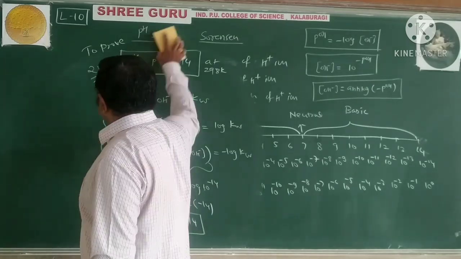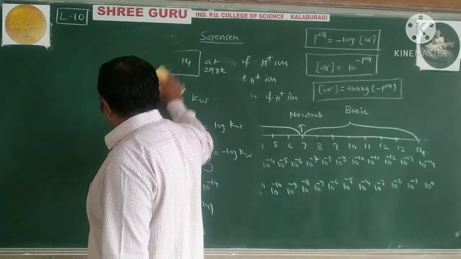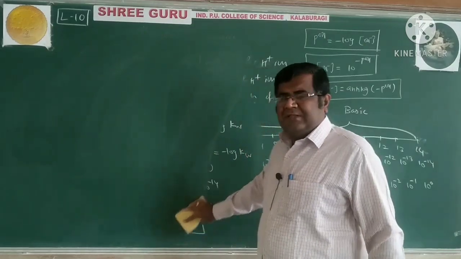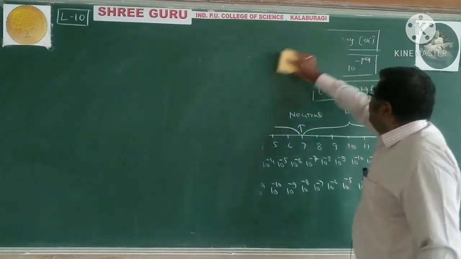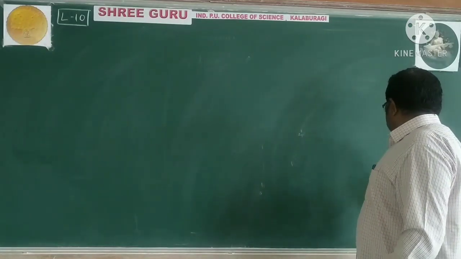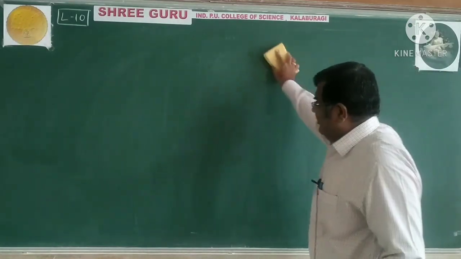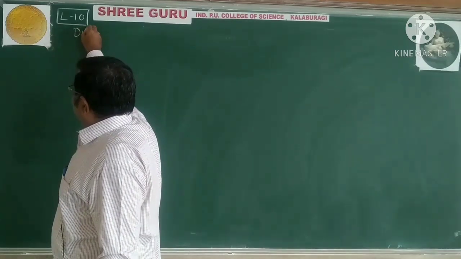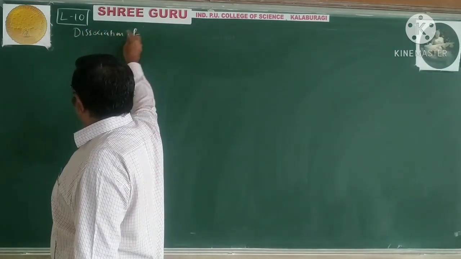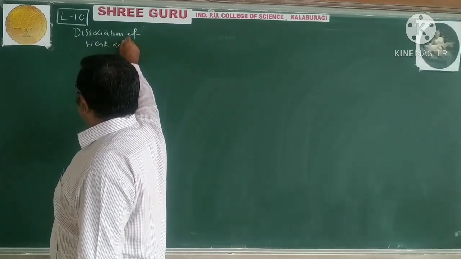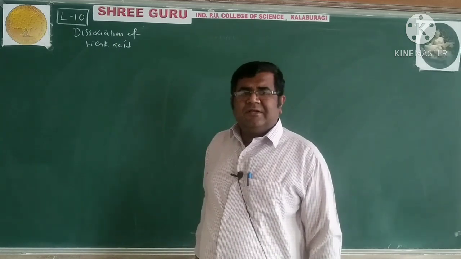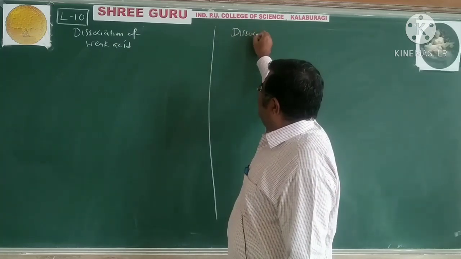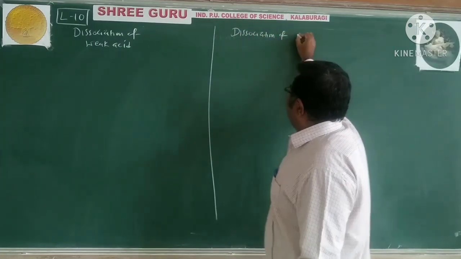Now, just like the dissociation of water we have done, we'll go for dissociation of acid, which is a weak acid, a reversible reaction. That only we are learning. And we'll go for dissociation of weak base also, because that is also a reversible reaction, and we may get equilibrium here. So dissociation of weak acid: formic acid, acetic acid, hydrogen cyanide. We have seen this example. And dissociation of weak base.